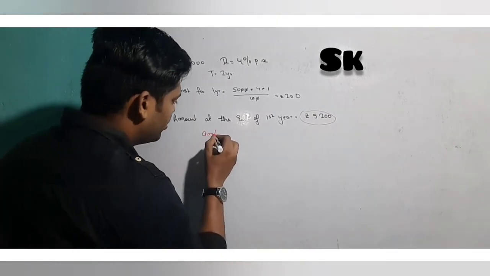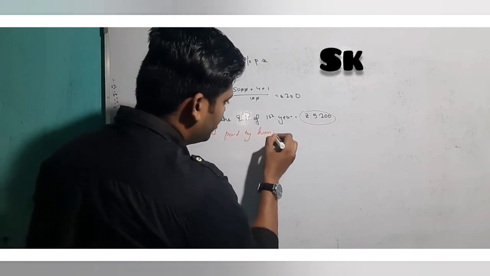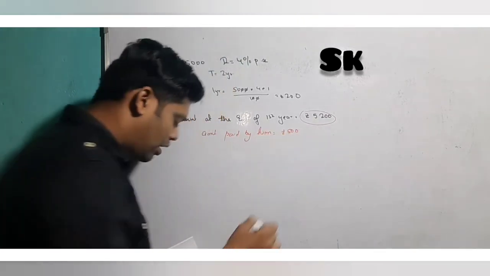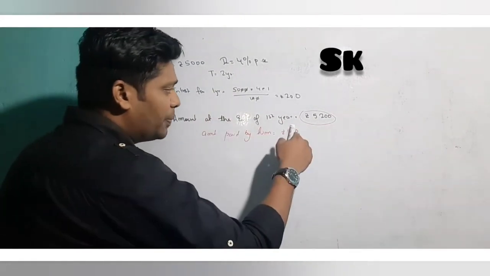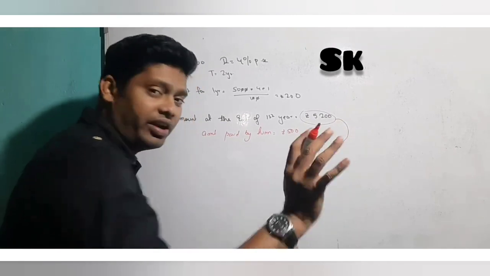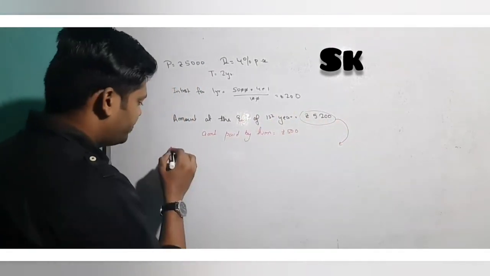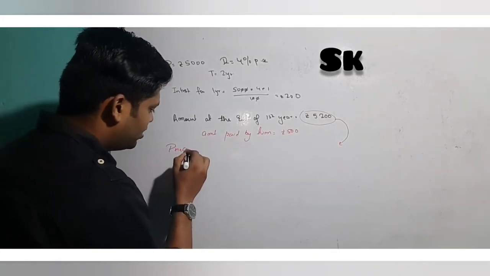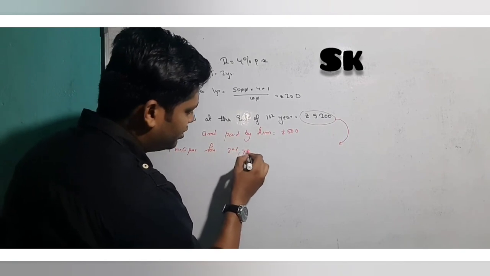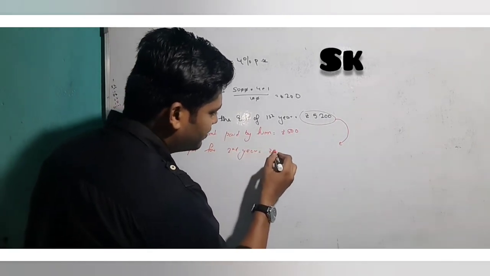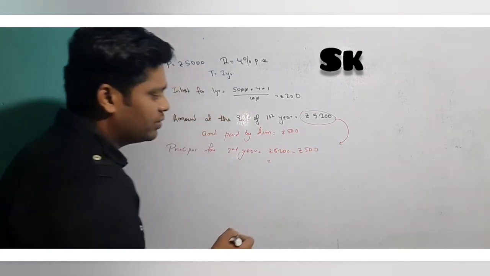Okay. So now he has paid how much? Amount paid by him: rupees 500. So now what is the principal? Obviously if he had not paid, this would be the principal next year, compound interest. But he has paid 500. So we'll say principal for second year. How much? Rupees 5200 minus rupees 500. Clear?